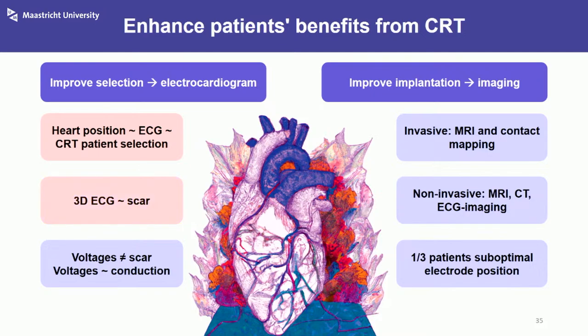We found an inverse association between the presence of scar on the 3D ECG and QRS area derived from the 3D ECG. And we also found that patients who respond best to cardiac resynchronization therapy have low scar burden and a high QRS area. Moreover, unfortunately, we found that local voltages in the heart only poorly delineate scar and are affected by other factors such as pacing and the presence of an electrical conduction delay.